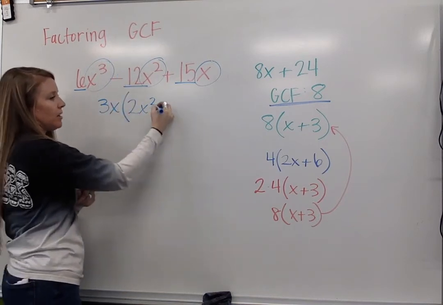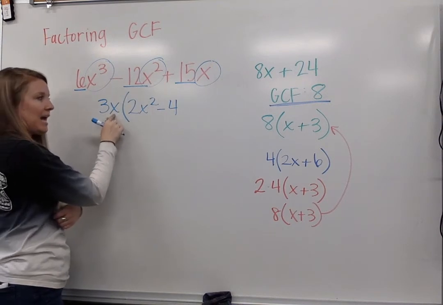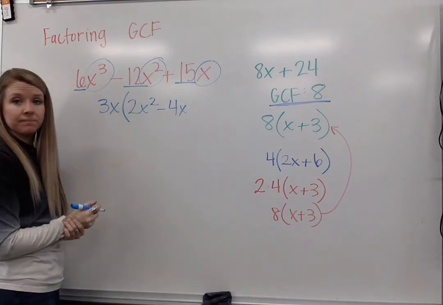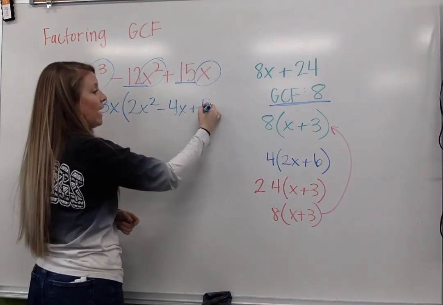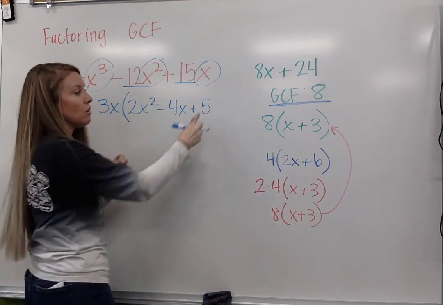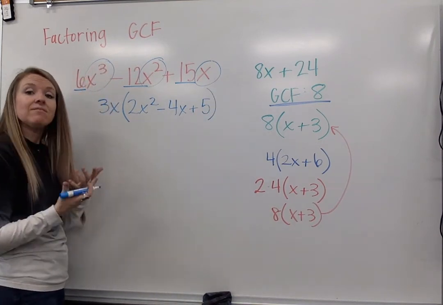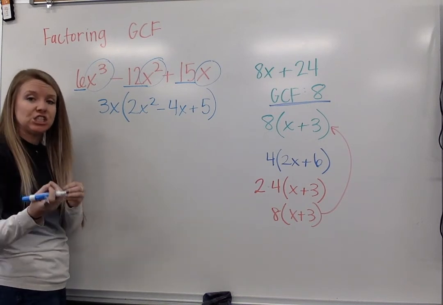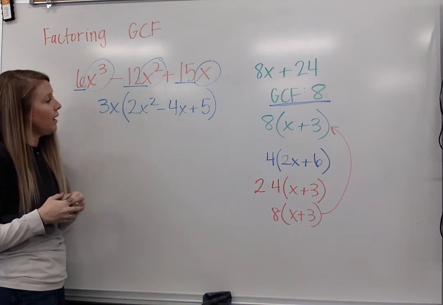Negative 12 divided by 3 is negative 4. X squared divided by x is x. 15 divided by 3 is 5. X divided by x is 1. So 5 times 1 is just 5. We have now factored out the GCF. Make sense? Okay.